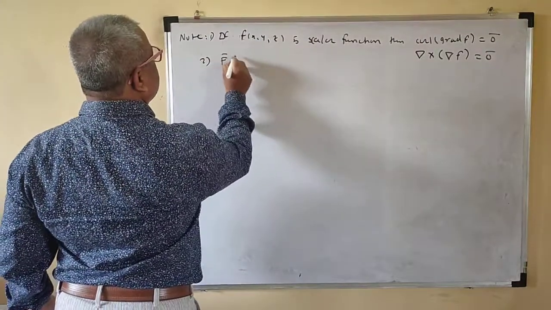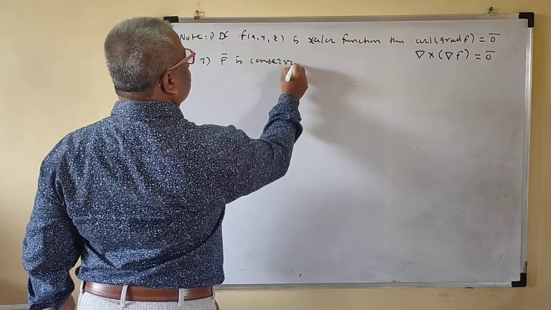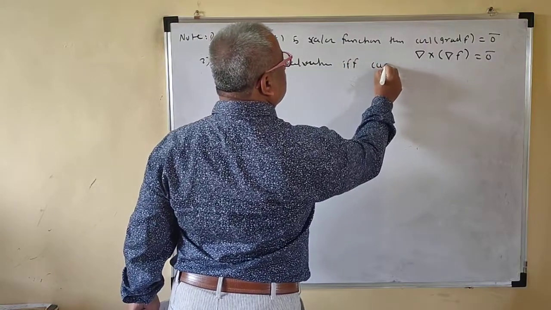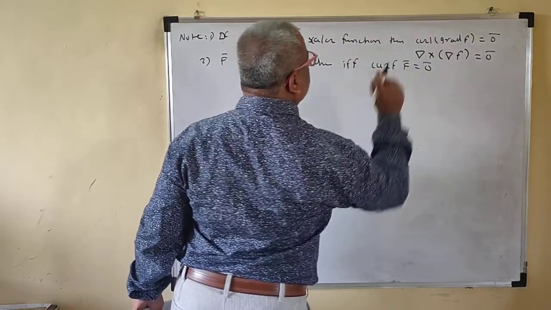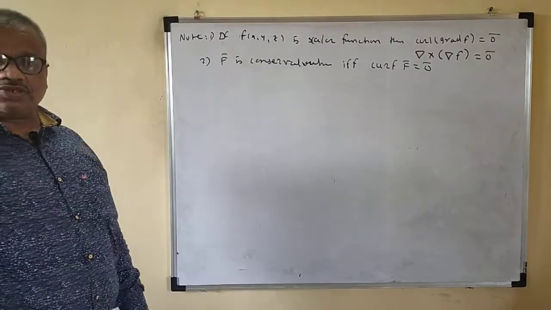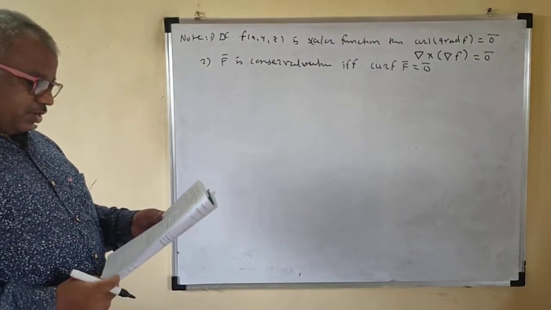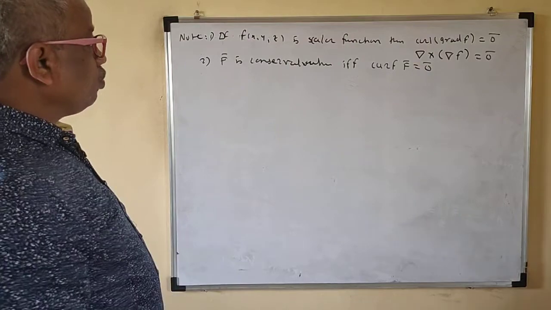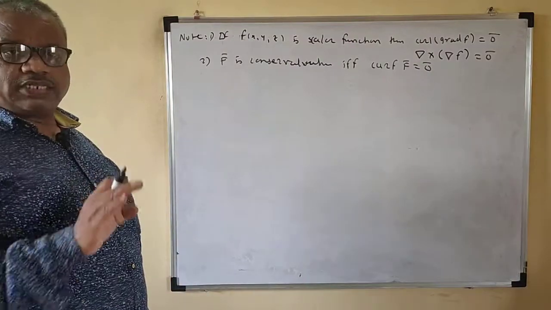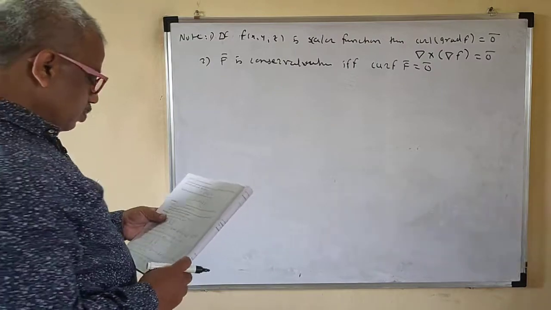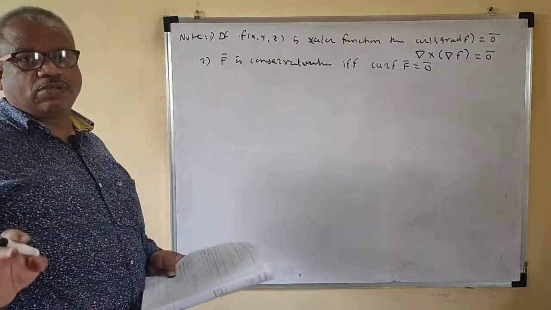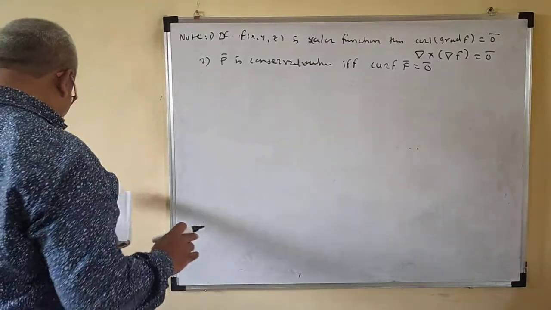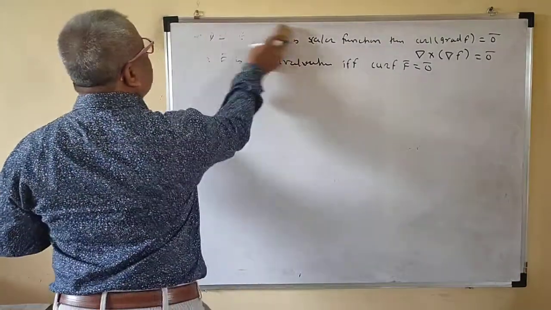Note 2: f bar is conservative if and only if curl f bar is equal to 0 bar. If the curl of a vector is 0 bar, then the field is conservative. For a conservative vector field, to find the curl of the vector, the partial derivatives of the components must exist, so they have continuous first order partial derivatives. That means the components of f bar have continuous partial derivatives. This is the important thing here. Now we'll take a problem on it.